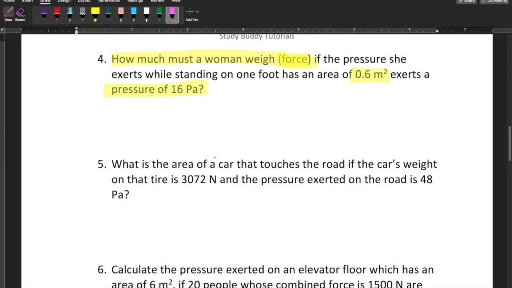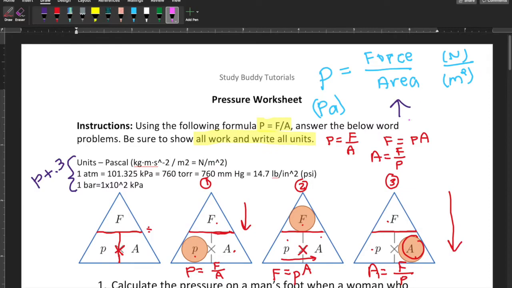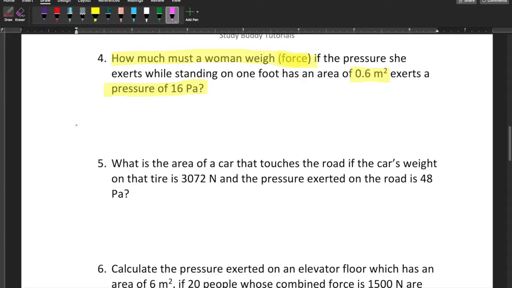We'll go back and we know that pressure is this. So we're trying to solve for force. So force is equal to pressure times area. We'll just go back in here and we'll plug that in. And then I'll write my givens here because it's a new type of problem, but it's still pretty much the same. So we're given a pressure of 16 pascals, and we're given an area of 0.6 meters squared.